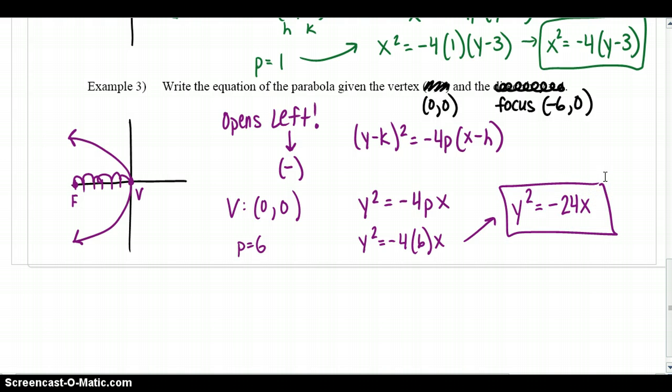And there's our answer. Any of these you could double check if you wanted to, just go back and make sure that your equation, if you were to graph it, matches the sketch that you made. So feel free to double check these if you need to. But that's all there is to writing the equation of a parabola.